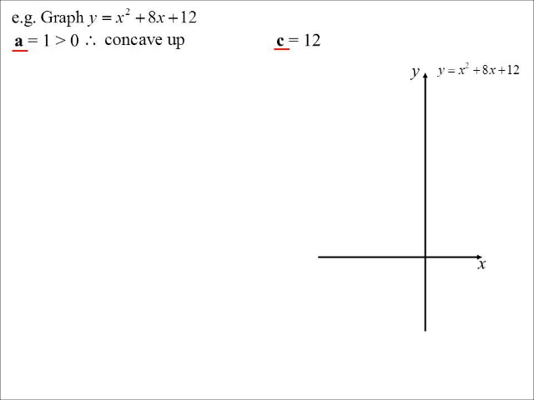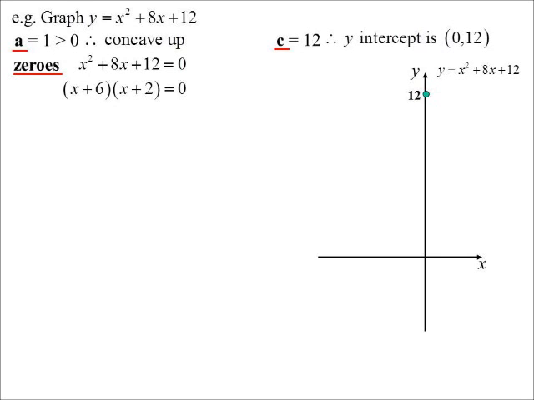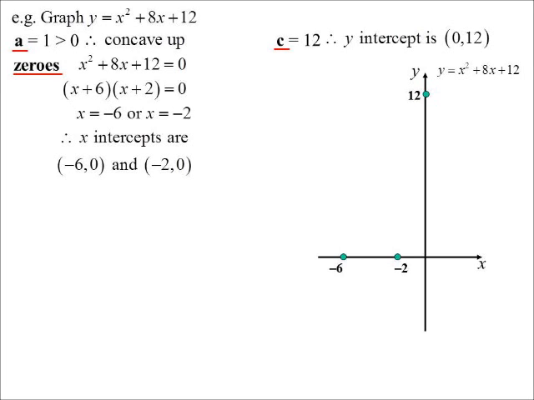C is 12, so my y-intercept is 12. Let's plot that in. For the zeros, we just solve our equation. It nicely factorizes, so negative 6 and negative 2. Let's plot those ones in. There they are.